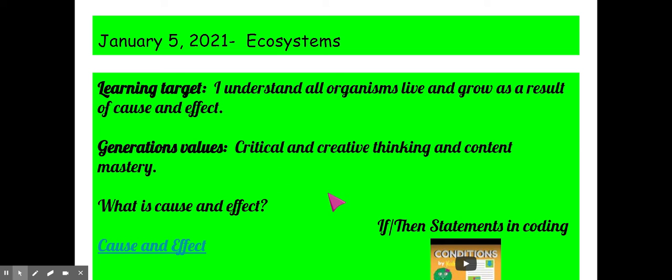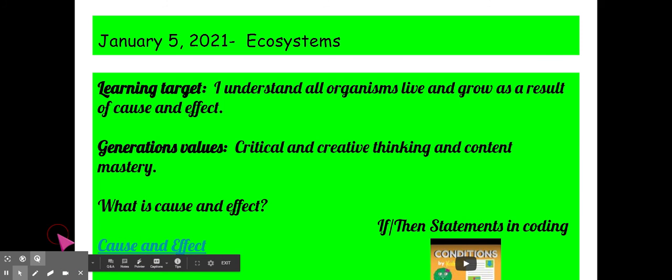All right, so that is cause and effect. If-then statements, this is a video I use for coding. It just talks a little bit more about when something happens, what the effect is. So again, if you have recess, if it's raining outside, then you have recess inside. If it's my birthday, then I get cake. All of those are cause and effect options or cause and effect examples.